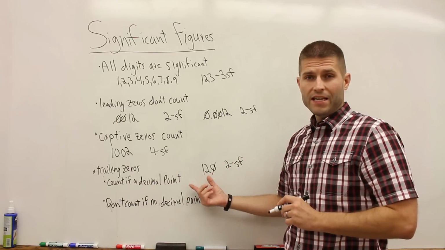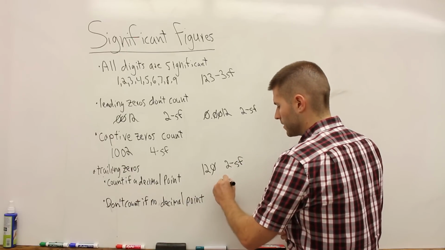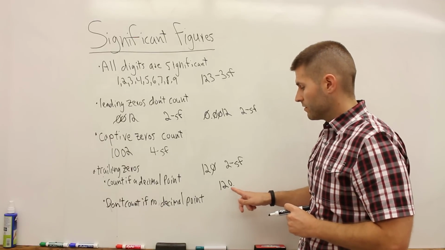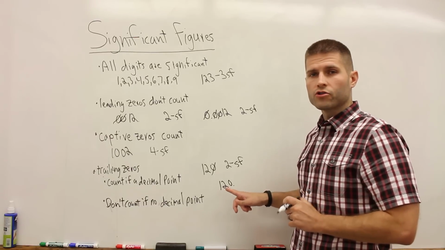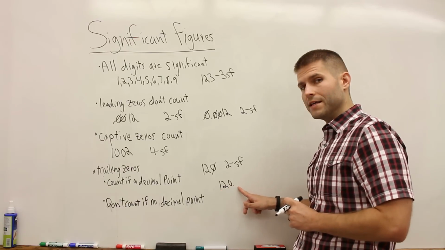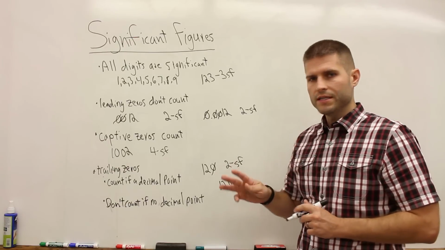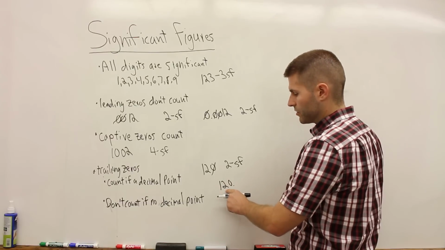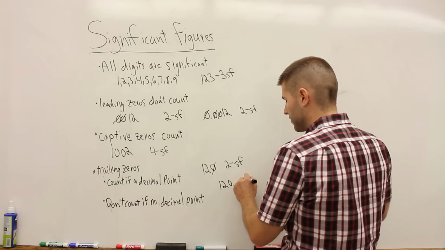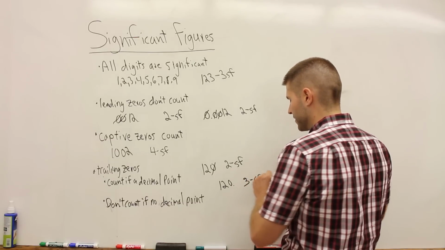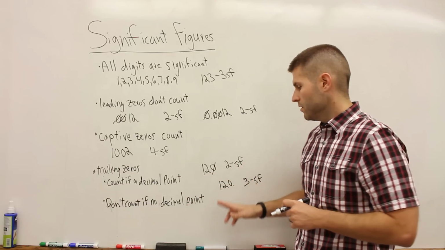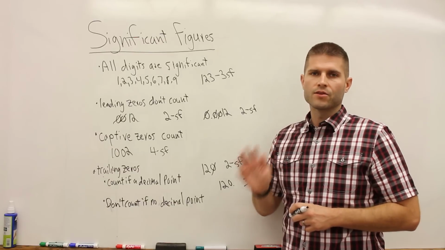Now, if we change this number to 120 point, this number has a decimal point. So all trailing zeros do count. This number down here, 120 point, tells you that you have a total of 3 significant figures. The 1 is significant, the 2 is significant, and the 0 is significant because there's a decimal point here. So that makes this have 3 significant figures. So 120 without a decimal point is 2 SigFigs. 120 with a decimal point is 3 SigFigs.